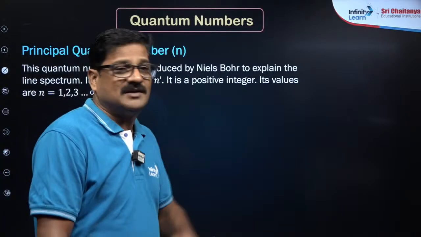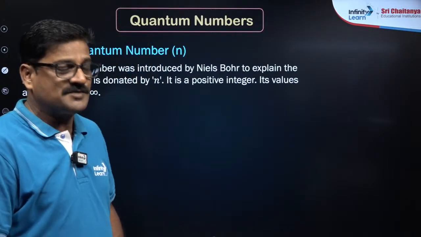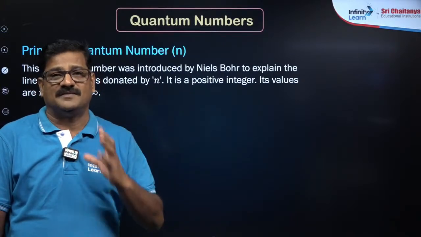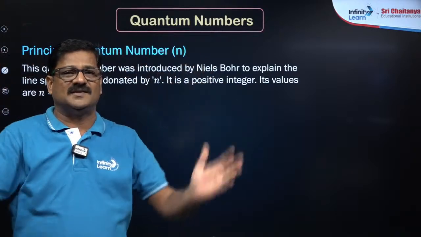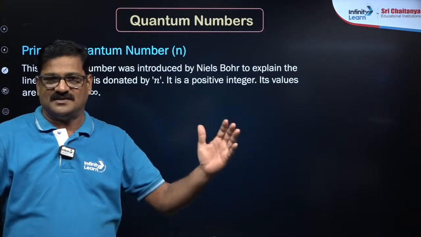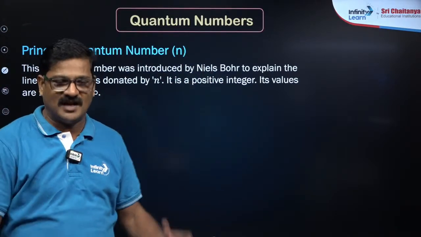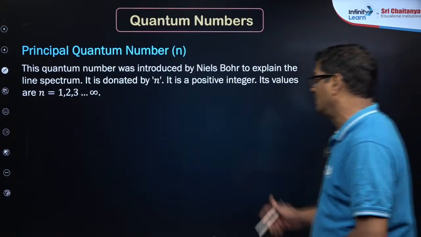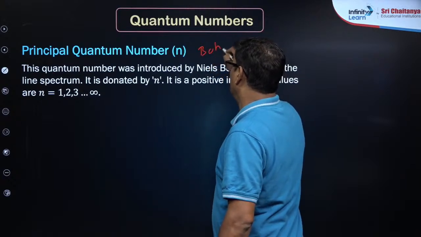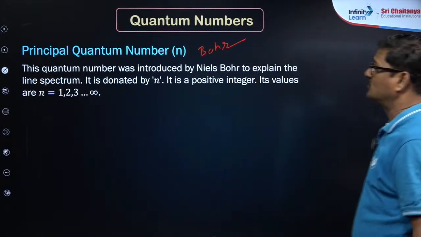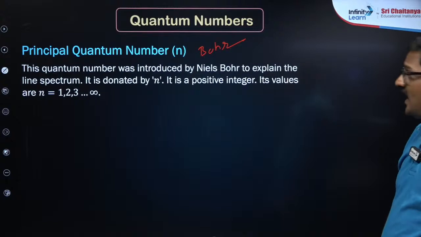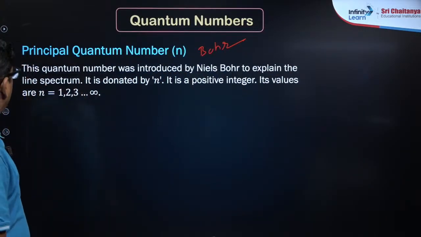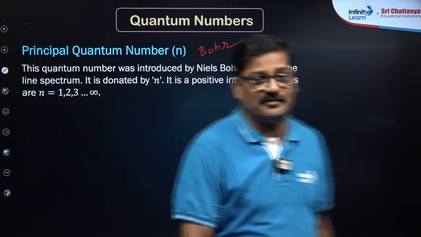What can we say about the principal quantum number? It tells which shell of an atom the electron belongs to. An atom is a collection of shells: K shell, L shell, M shell, N shell, like that. To which shell an electron belongs in an atom is given by the principal quantum number. This was given by Niels Bohr, introduced from the line spectrum of an atom. It is denoted by n and is a positive integer, and you can take values from n equal to 1 to infinity.